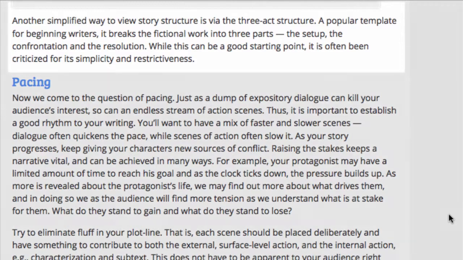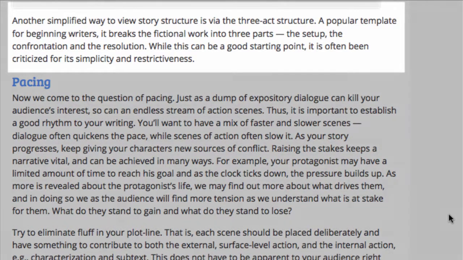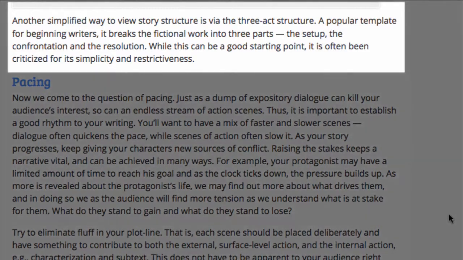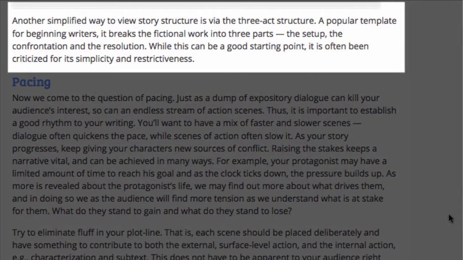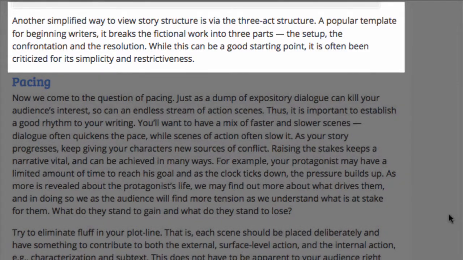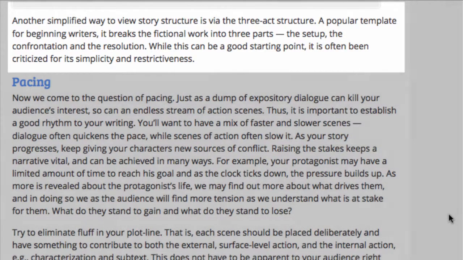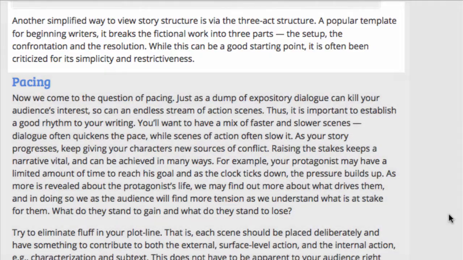Another simplified way to view story structure is via the 3-act structure, a proper template for beginning writers. It breaks the fictional work into 3 parts: the setup, the confrontation, and the resolution. While this can be a good starting point, it has often been criticized for its simplicity and restrictiveness.